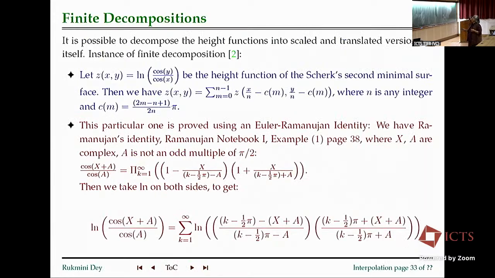And so sometimes accidentally you have this a lot, or I mean, you can do this again. So for example, z of xy equals ln of cosine y by cosine x, that's again the height function of a Scherk's second minimal surface. And I claim that actually you can do a finite sum with shifting, scaling x and translating. So again, the Euler-Ramanujan identity, cosine of x plus a by cosine a is this, right?